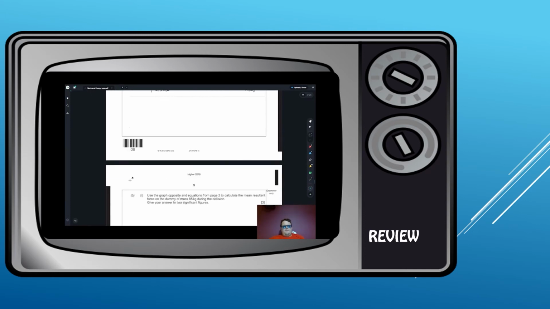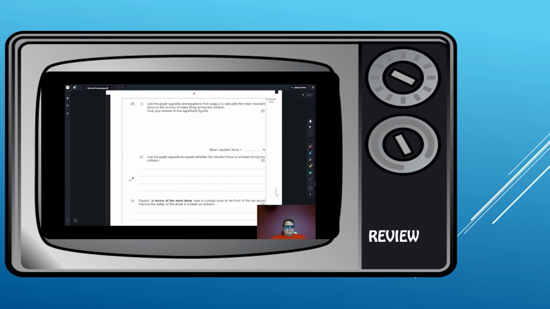Okay, right. I've got the mark scheme now. It's question 1, not question 2. Or at least on the mark scheme it's question 1. It might be a mistake on the mark scheme.